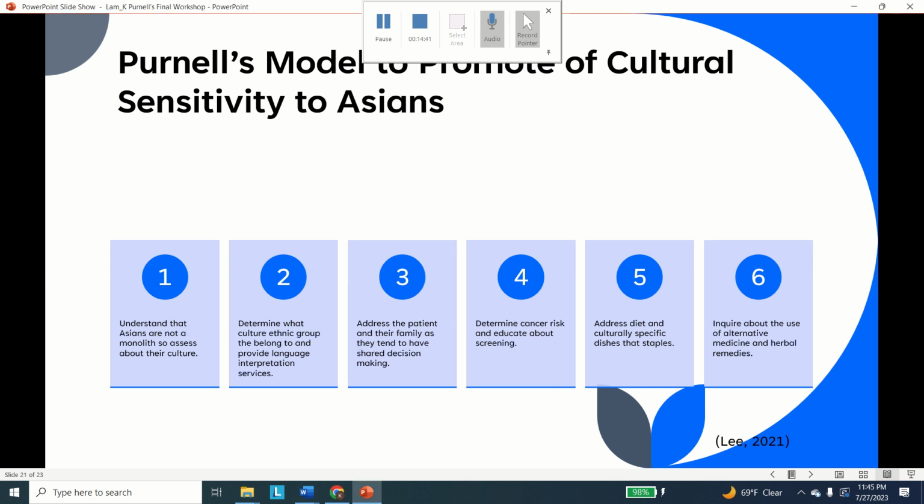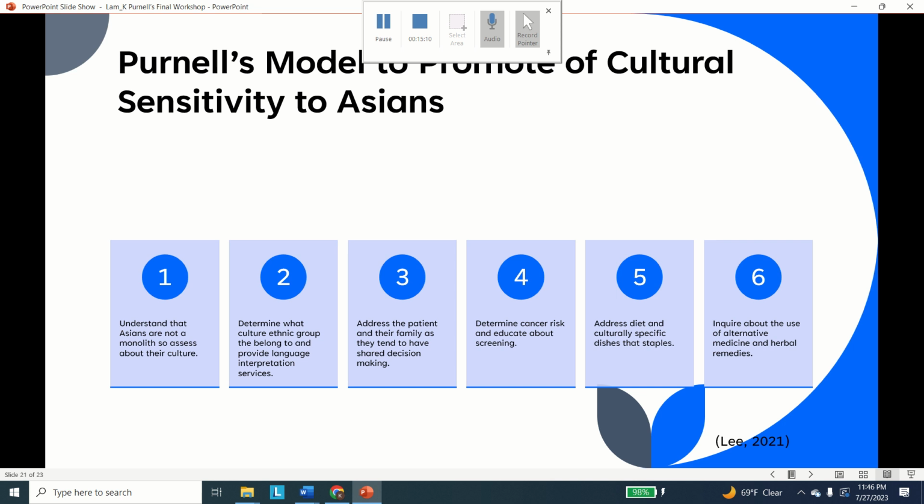Using Purnell's model for cultural sensitivity in Asians. Understand that Asians are also not a monolith, so determine what their cultural background is, if they're Chinese, Japanese, or Korean. Determine what cultural ethnicity they are, because after you determine that, provide them with language interpretation services.